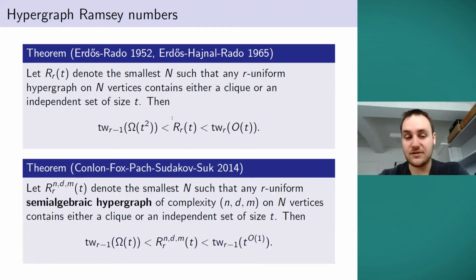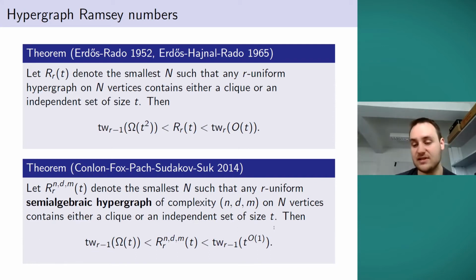But surprisingly, it was proved by Conlon, Fox, and Sudakov that for semi-algebraic graphs, we pretty much completely understand the growth of these Ramsey numbers. They showed that if r_r^{d,m}(t) denotes the smallest n such that any r-uniform hypergraph of complexity d, m contains either a clique or independent set of size t, then this function roughly grows as a tower of twos of height r-1 with some polynomial of t on top.